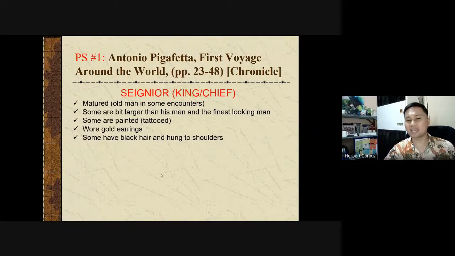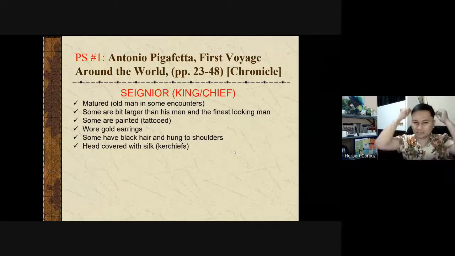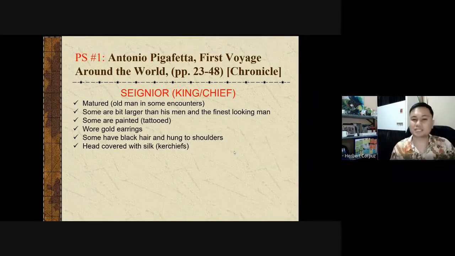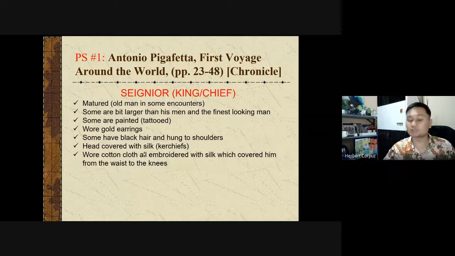Some have black hair hung to shoulder, so mahaba ang buhok ng mga chief. Then head covered with silk or kerchief. Okay, yung nilalagay dito sa ulo, that's what we call kerchief. And usually it's made out of silk. So ganun kahalaga ang silk noon, no? Ang silk ang tela ng mga mayayaman noong mga panahon na iyon. Kasi galing sa silkworm, na talaga pinoproduce mismo ng mga silkworm.